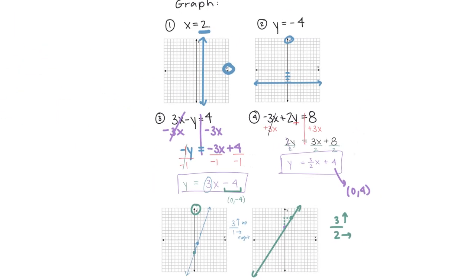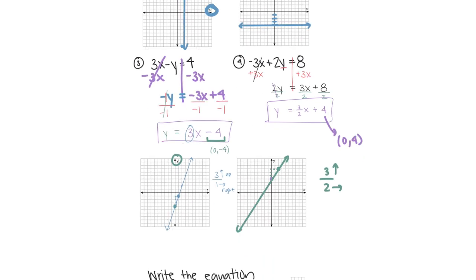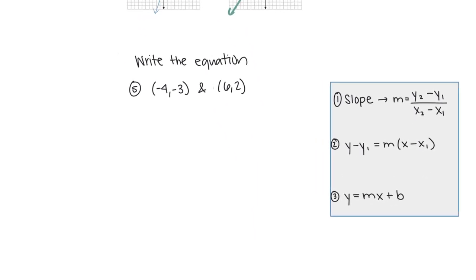All right, so graphing. You're going to have graphing on just horizontal and vertical, graphing slope-intercept form, and then you're going to be asked to graph things like this that are in standard form. Make sure you solve those for y first. Then the rest of your quiz is going to be writing the equation. So these steps will be on the board for you.